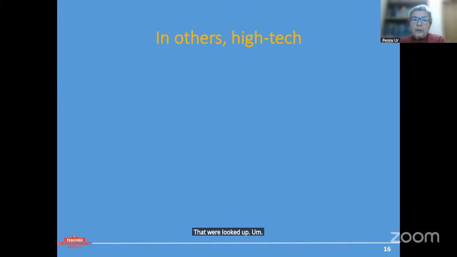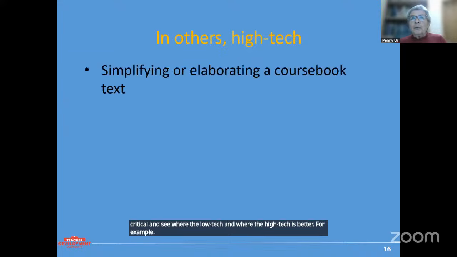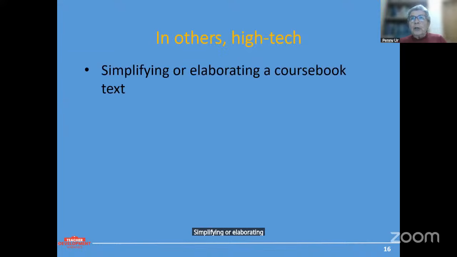In other cases, high tech tends to function better. And this is why I'm saying you need to be critical and see where the low tech and where the high tech is better. For example, simplifying or elaborating a course book text, AI can do it much better than I can. I sometimes will need to check out how an AI tool has simplified or elaborated a text, but it'll do it much better and faster than I can.